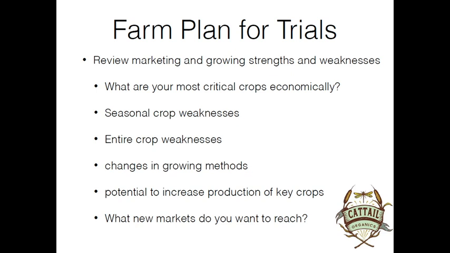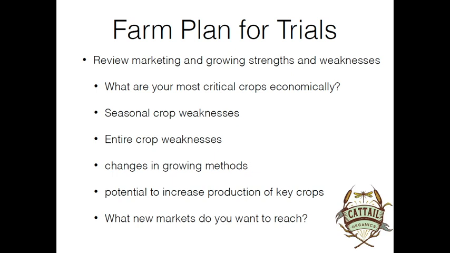The other things that Kat recommends looking at are seasonal crop weaknesses. Like if you have a lettuce that works really well in the spring, but it totally falls apart later in the season, and you need something that can replace that. You can look specifically for different times of the season.